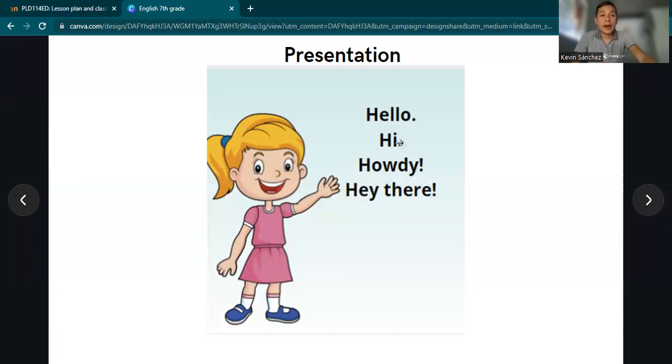Okay, then we have hi. The pronunciation of this one is hi, hi. Then we have howdy, howdy. And then we have hey there, hey there. Don't forget here to make the TH sound here. And at the end, this means the same, okay? But this is formal, and this, and this are informal greetings, okay? Good. Do you have questions so far? No. If we don't have questions, let's continue then.